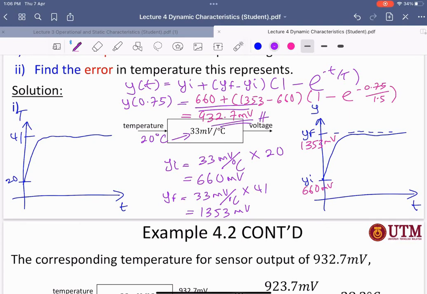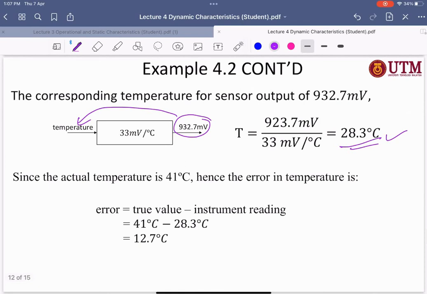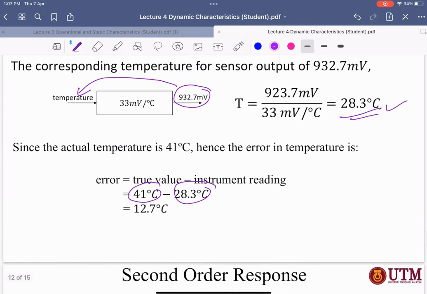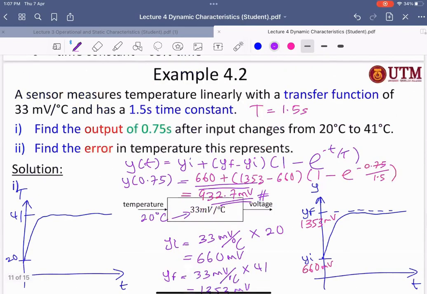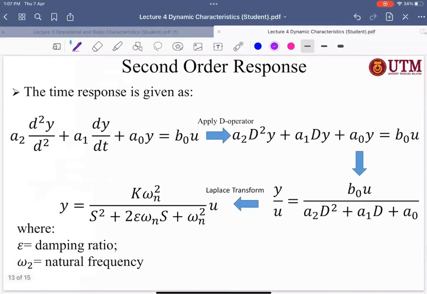Alright, I think it will be simple like that. And then in the next part of the example, when you get this output, what will be the temperature? You just divide it, so you get 28.3. What will be the error? You just subtract from the true value: 41 minus 28.3. This is the example of the first order system.